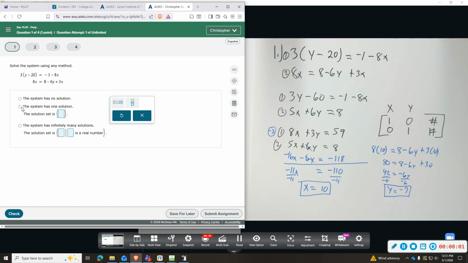The solution set, the ordered pair, will it not do that? Okay, it already got it. X is 10, y is negative 7.